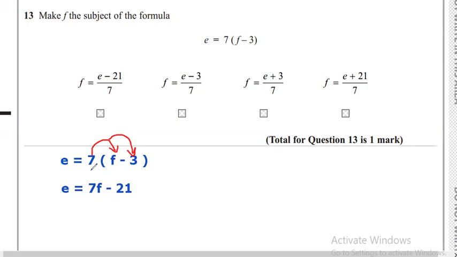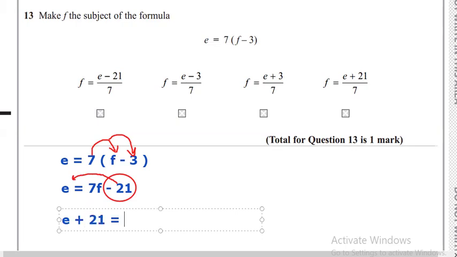Now, this is the second step. The next step will be what? Taking the negative 21 to the other side. So negative 21, when you take it to the other side, is going to be what? Very good. Positive 21. So we will end up with E plus 21 equals 7F. And the 7 is multiplied by the F. It means I can take the 7 now to the other side by dividing.